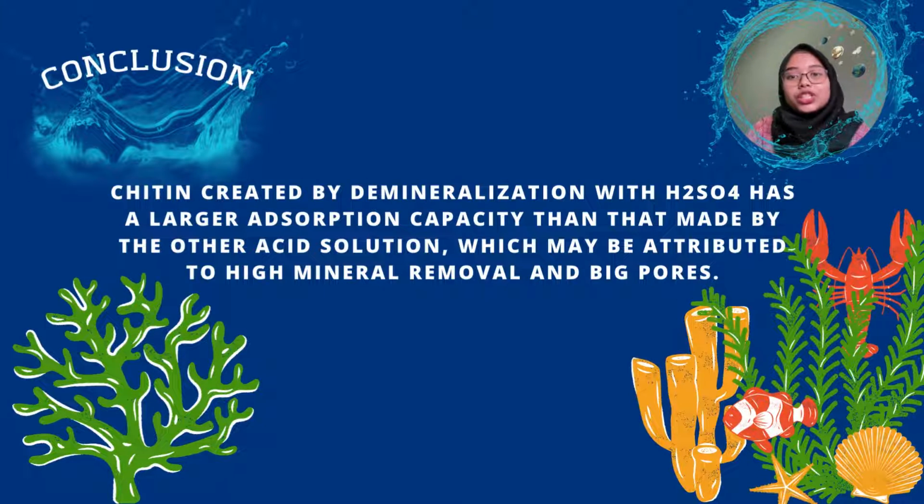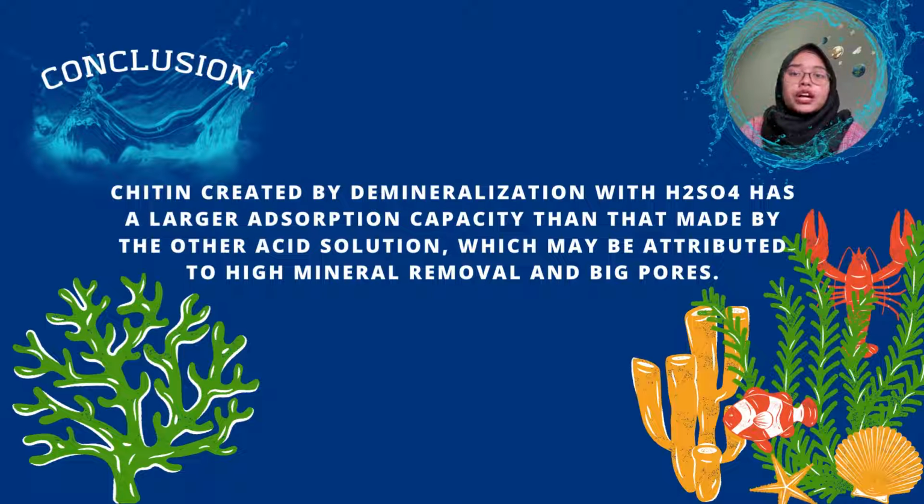So, the conclusion on this topic is that we can see the weak acid produces a high yield of chitin but removes low mineral content. Opposite to that, the strong acid, which is H2SO4, generates a low yield of chitin with high mineral removal. As the aqueous solution has high acidity, the yield of chitin produced is low.